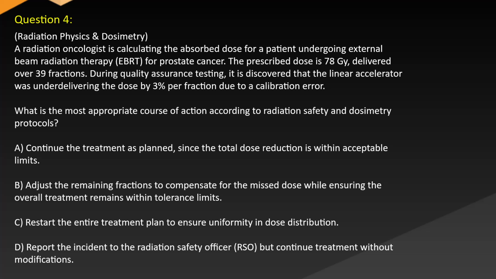A. Continue the treatment as planned, since the total dose reduction is within acceptable limits. B. Adjust the remaining fractions to compensate for the missed dose while ensuring the overall treatment remains within tolerance limits. C. Restart the entire treatment plan to ensure uniformity in dose distribution. D. Report the incident to the Radiation Safety Officer, RSO, but continue treatment without modifications.